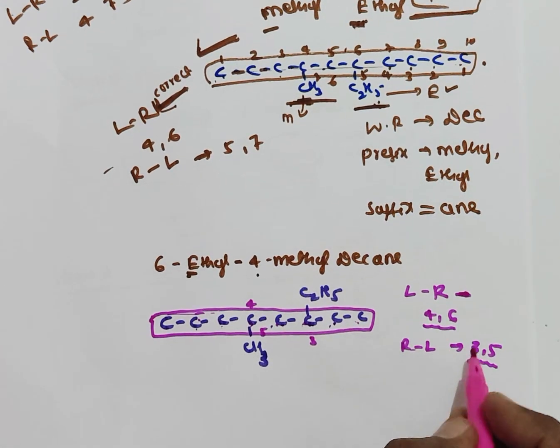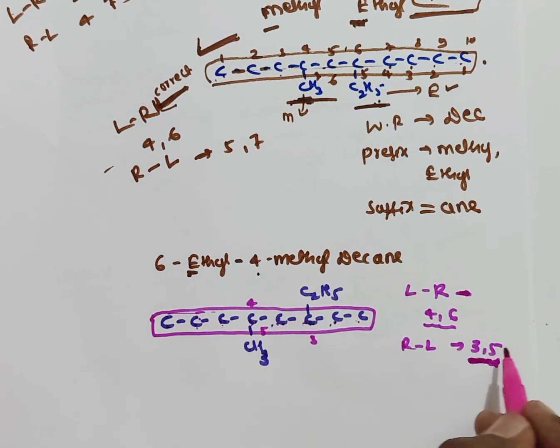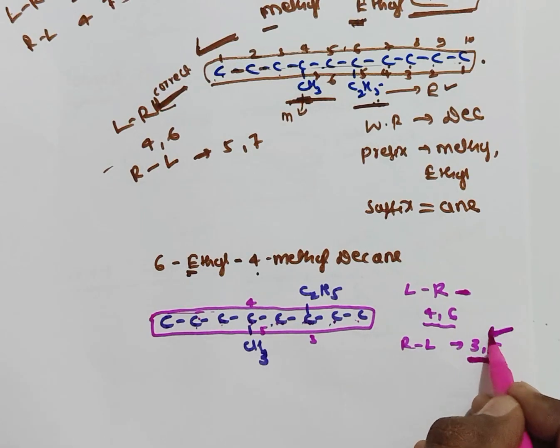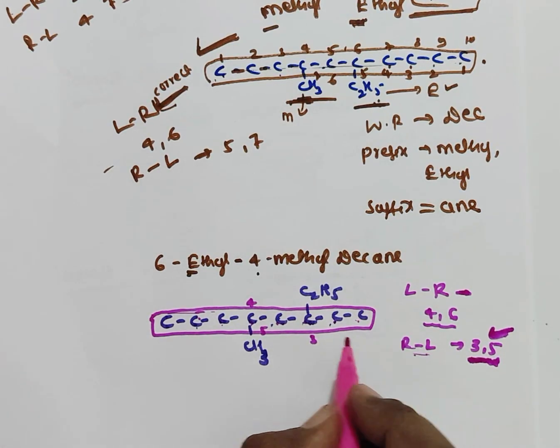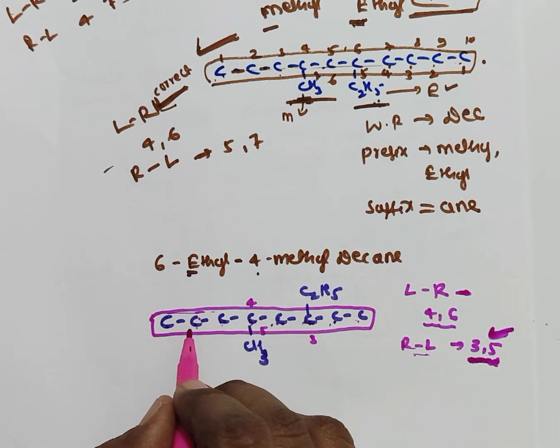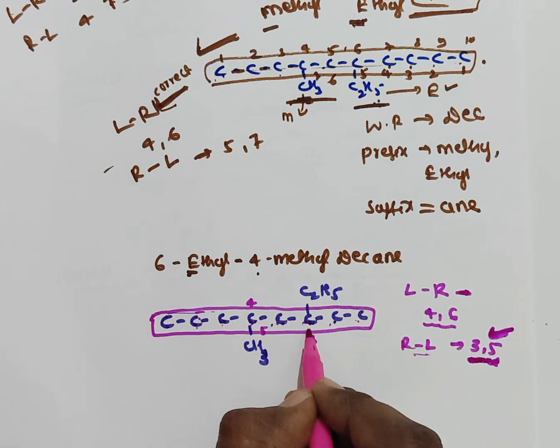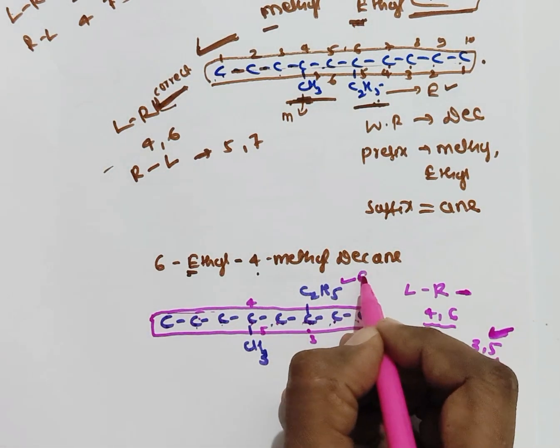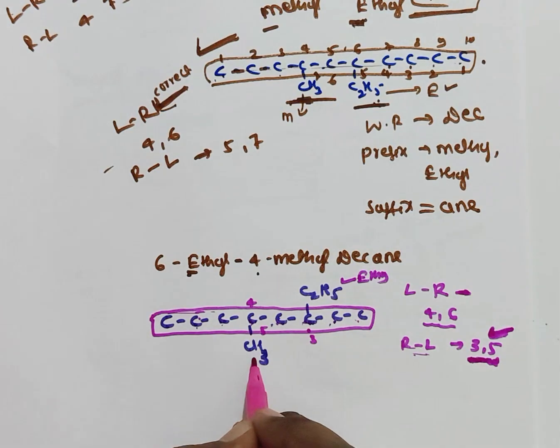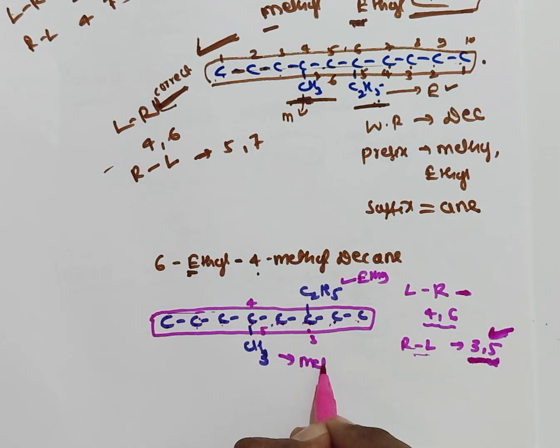In numbering the carbon atoms, we must follow the lowest sum rule. This means numbering from right to left is correct. Is this clear to everyone? For carbon number 3, ethyl is there. And for carbon number 4, methyl is there.